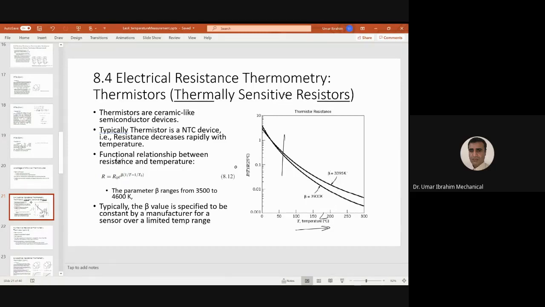Okay? So typically, when you get a thermistor, each thermistor will have a single beta value. And so one thermistor might have a single beta value, which will be different from another thermistor, which of course, if it's a different thermistor, it probably will have a different value of beta.